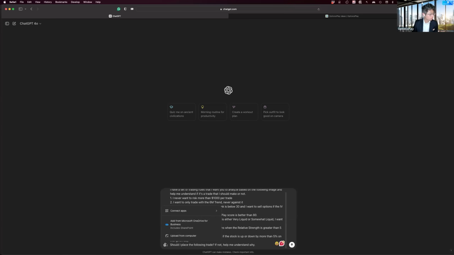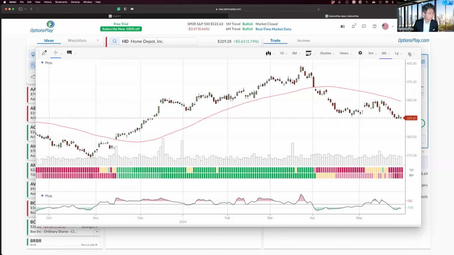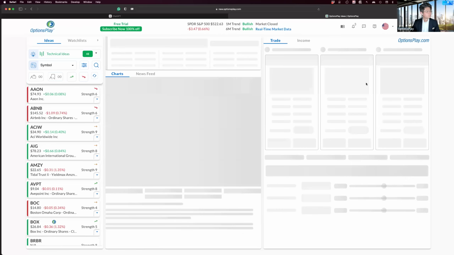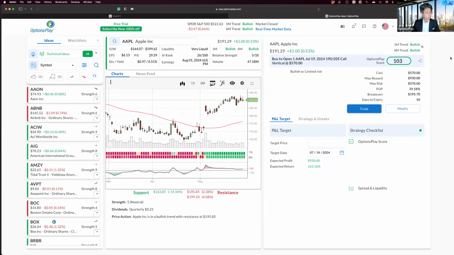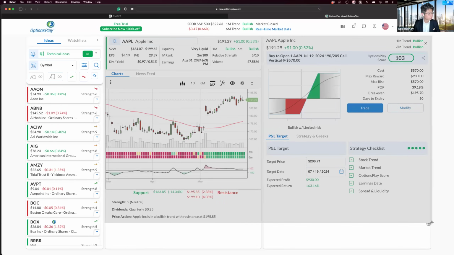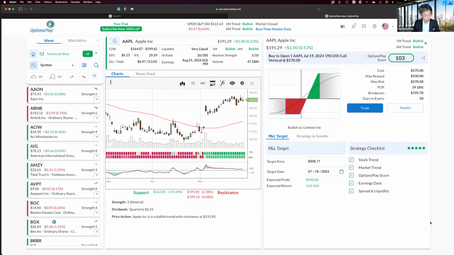So then what I'm able to do is take a trade. Let's say I'm looking at OptionsPlay. Let's go back to Apple real quick. Let's say I'm thinking about a bullish trade here on Apple, and I'm thinking about buying the debit spread here in Apple, right? So what I'm able to do is take a screenshot in OptionsPlay of this part of the screen. I'll highlight this for you just to make sure everyone can see it.